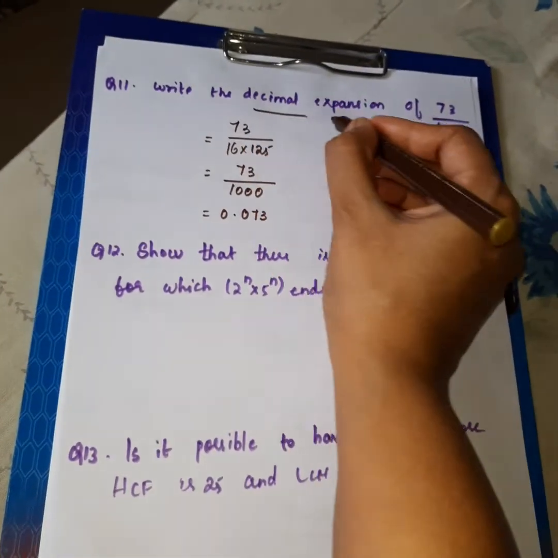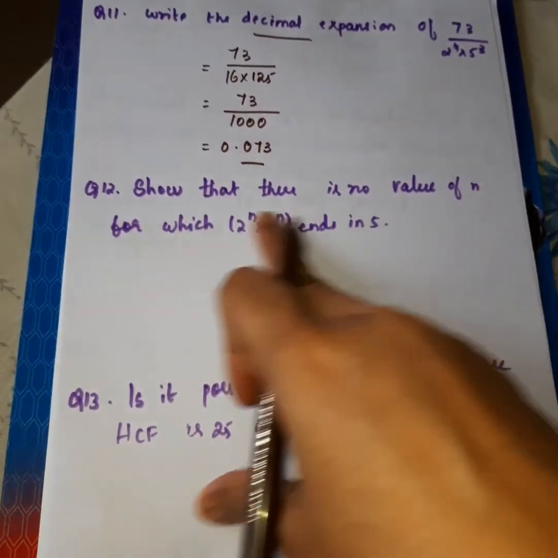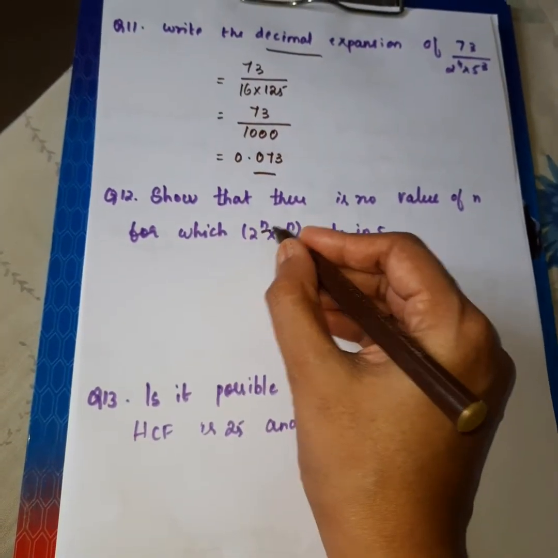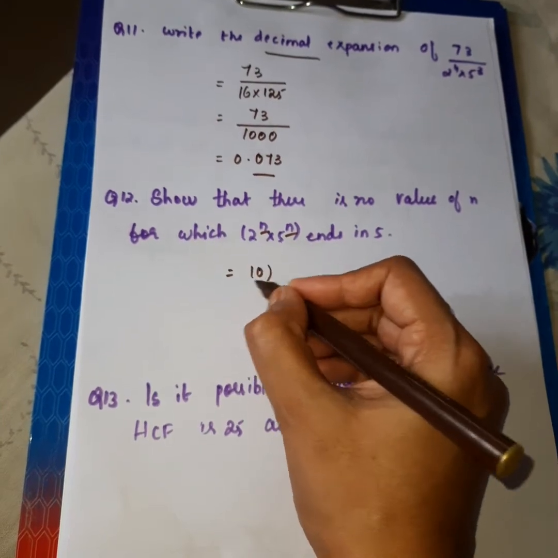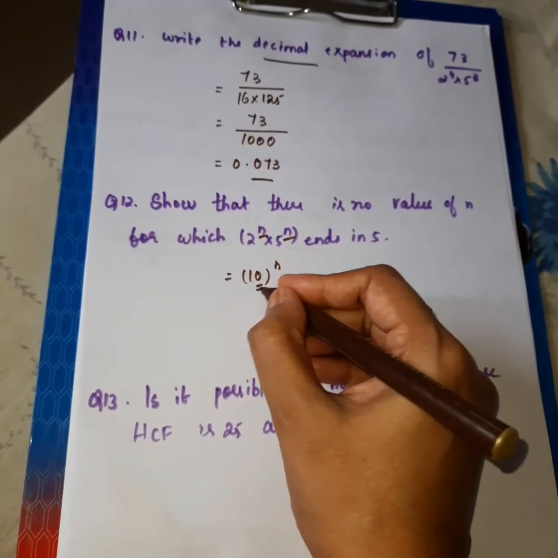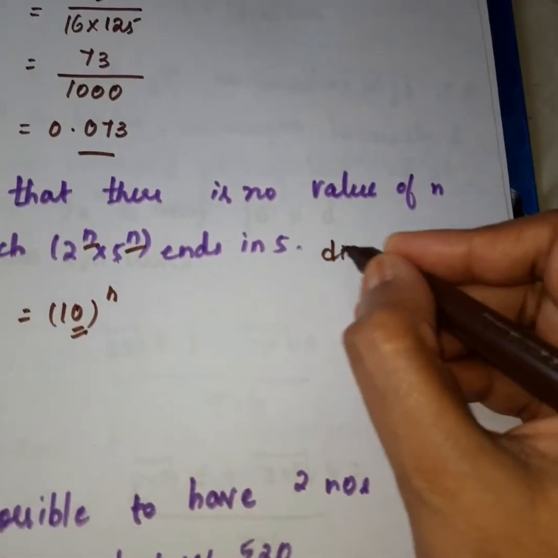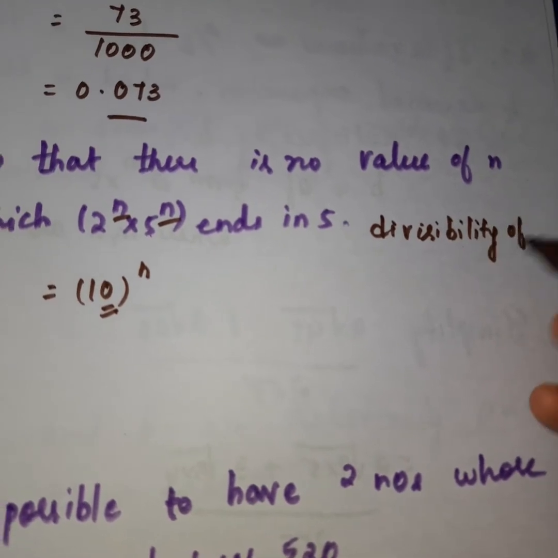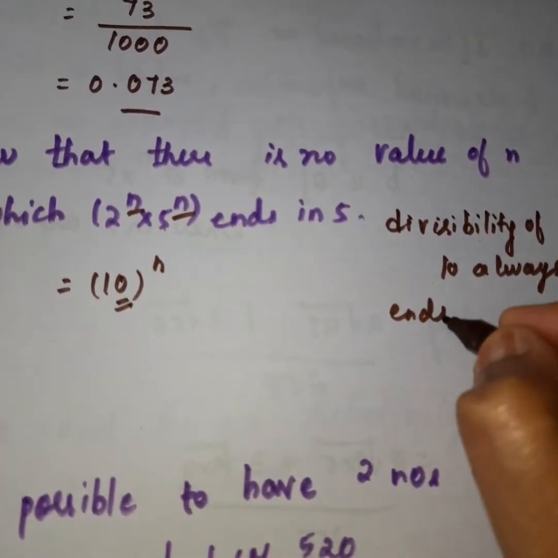Question 12. Show that there is no value of n for which 2 to the power of n times 5 to the power of n ends with 5. Both have power n, so we can multiply to get 10 to the power of n. And we know the divisibility rule for 10, it is always divisible only by 10, which means the ones place is always 0. So it cannot have the digit 5.